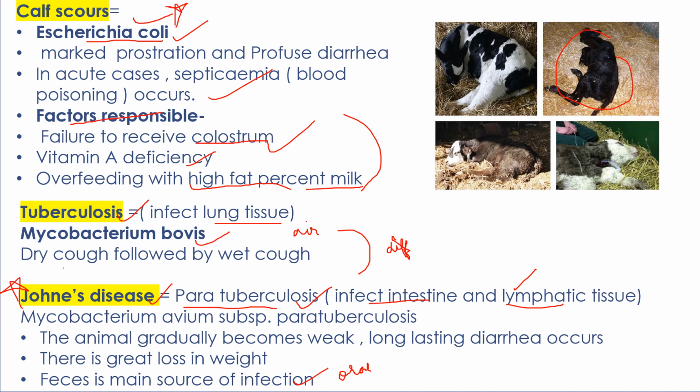Dry cough is there, then followed by the wet cough. These are the symptoms, and there is a great loss in weight, and the animal gradually becomes weak, and there is a long lasting diarrhea. That is an important point, that there is a long lasting diarrhea.